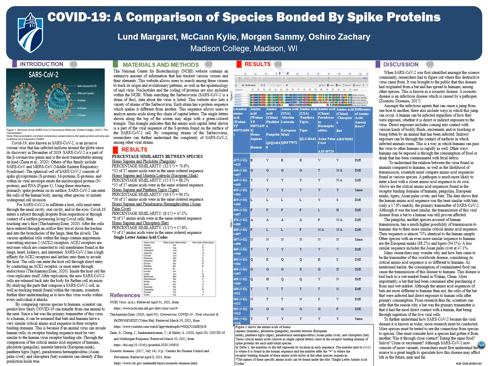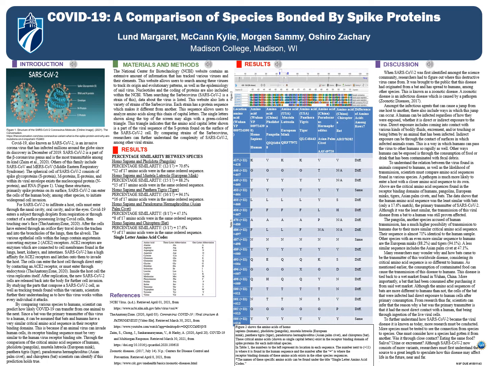The discussion section describes what a zoonotic disease is, such as COVID-19, further explains results, and discusses how COVID-19 can be further studied amongst the scientific community. To begin, when SARS-CoV-2 was first identified amongst the science community, researchers had to figure out where this destructive virus came from. It was brought to the public that this disease had originated from a bat and had spread to humans among other species. This is known as a zoonotic disease. A zoonotic disease is an infectious disease which is caused by a pathogen. This comes from the source Zoonotic Diseases from 2017.